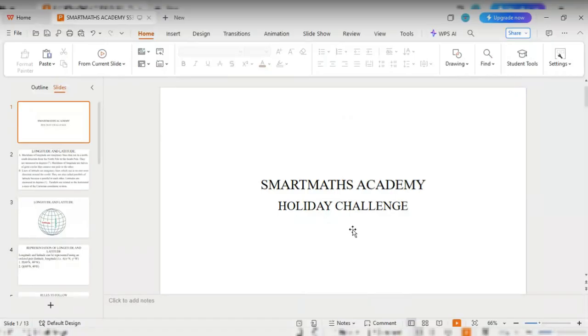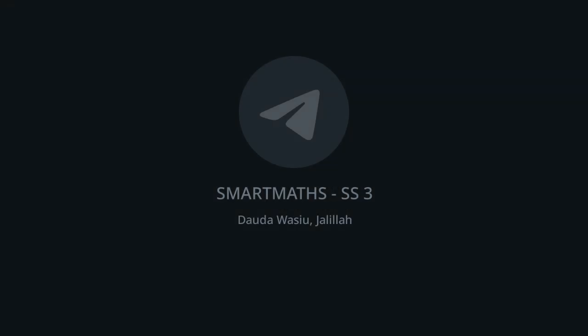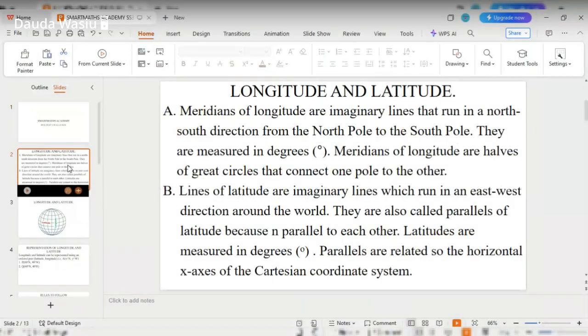So now, you are welcome to today's class. Our topic today is longitude and latitude. So we move to the next slide. Longitude and latitude is the topic for today. So I define meridians of longitude, or lines of longitude, as imaginary lines that run in a north to south direction from the North Pole to the South Pole.